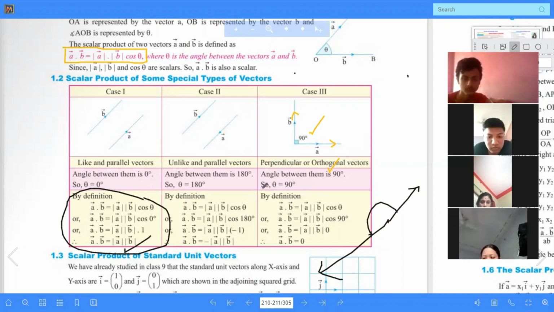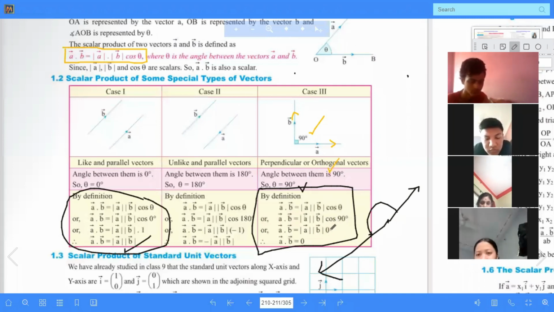Look at the third point. This is the most important. This is the most important condition you should always remember. You cannot forget this, right? You cannot forget this. Here is written angle 90 because two vectors are orthogonal or perpendicular. So angle is put 90 degree here. Cos 90 means 0. So this 0 multiplies to all this yielding 0, right? So A vector dot B vector equal to 0. Whenever two vectors are perpendicular, the scalar product is 0.